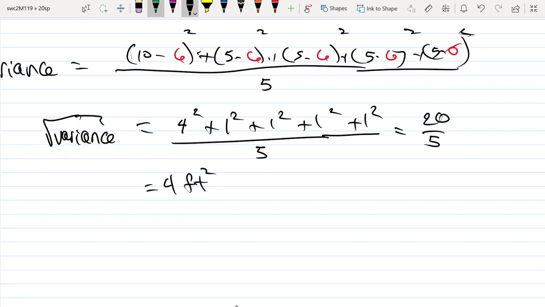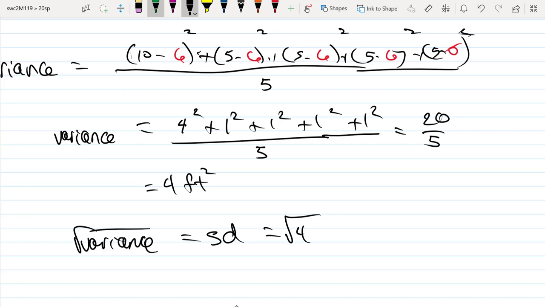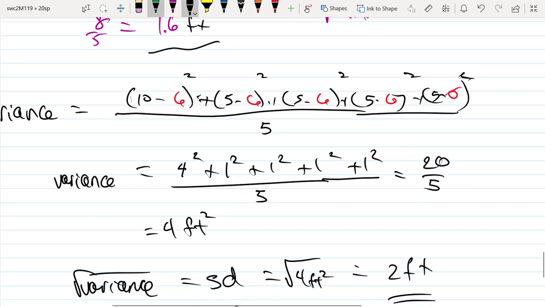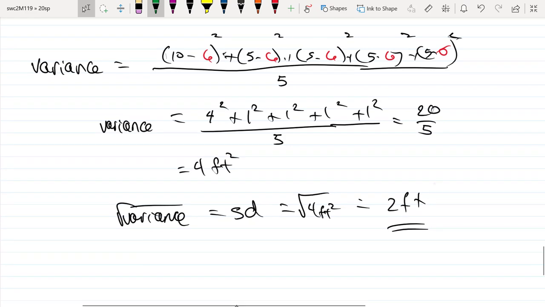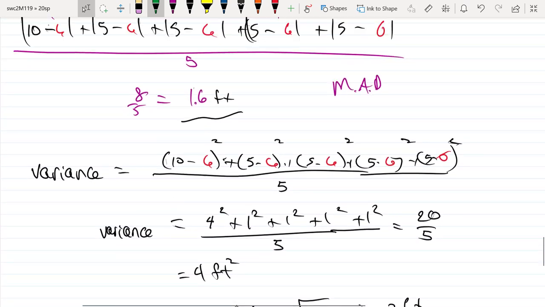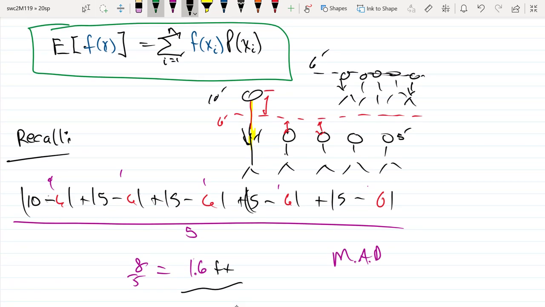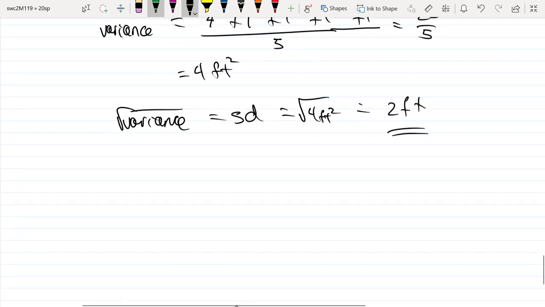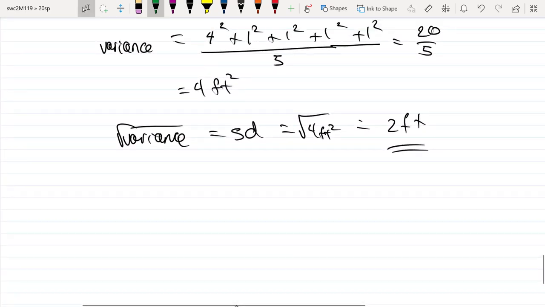If we take the square root of the variance, that's actually the standard deviation. And so what we'd get is 2 feet. Not that much different than the nearly 2 feet here, but the variance, or the square root of the variance, or the standard deviation, right? How much variation around the mean should you expect? You could expect roughly about 2 feet on average for that type of variation around the mean. So that's how we define variance.